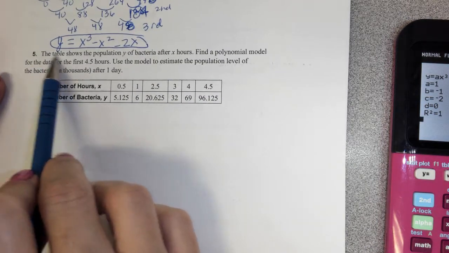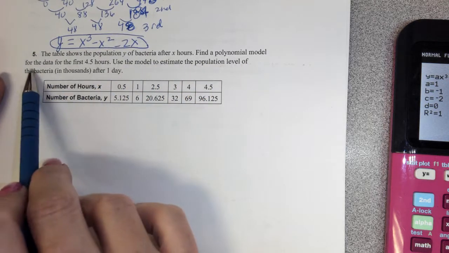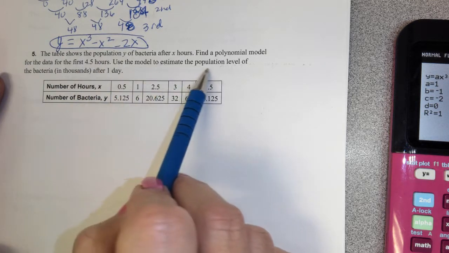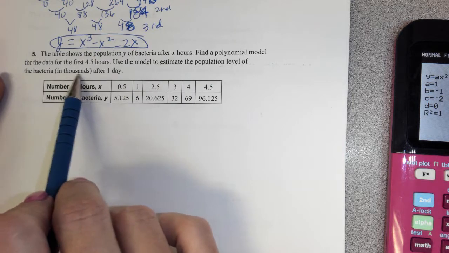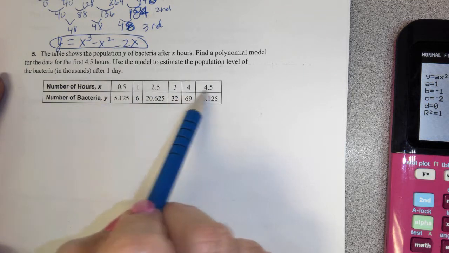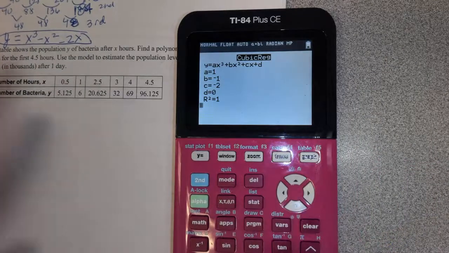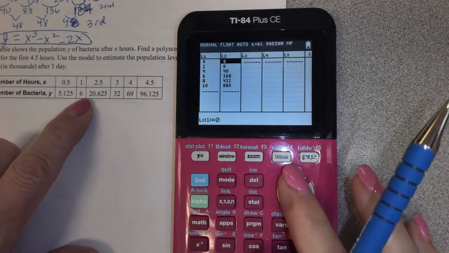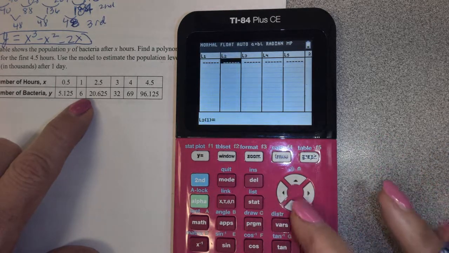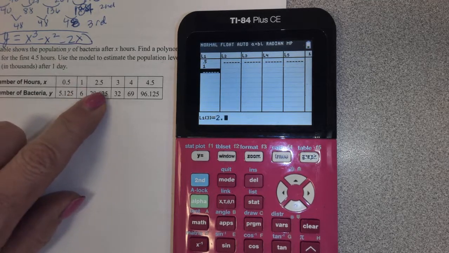Okay, number 5. The table shows the population Y of bacteria after X hours. Find a polynomial model for the data for the first 4.5 hours. Use the model to estimate the population level of the bacteria in thousands after day 1. Okay, so I'm going to check to make sure these are evenly spaced. They are not evenly spaced, so therefore I can't use my finite differences. I'm just going to have to put this in and take a look at it and try to figure out which one is the best model. So if they're not evenly spaced, we cannot use the finite differences.